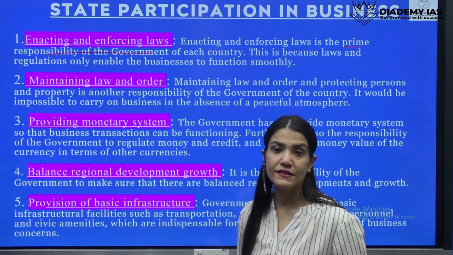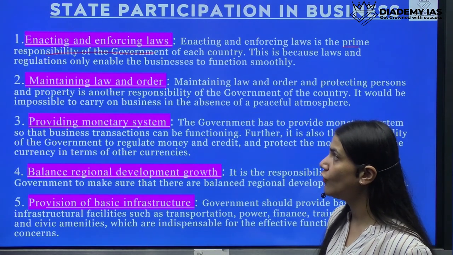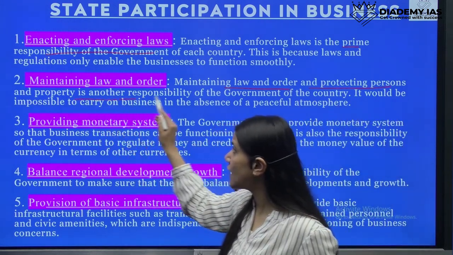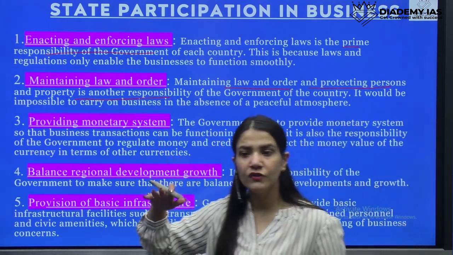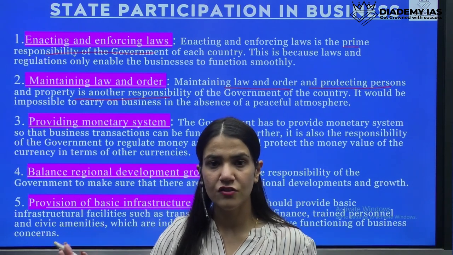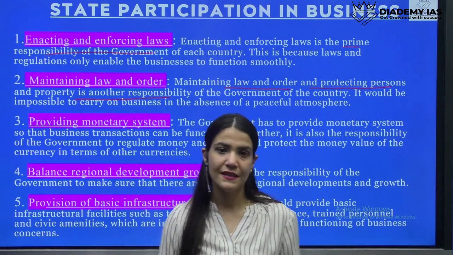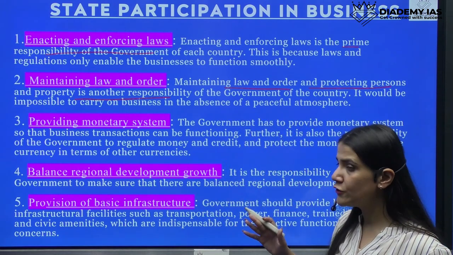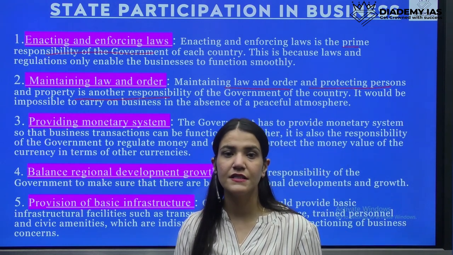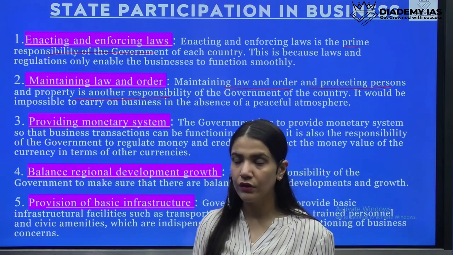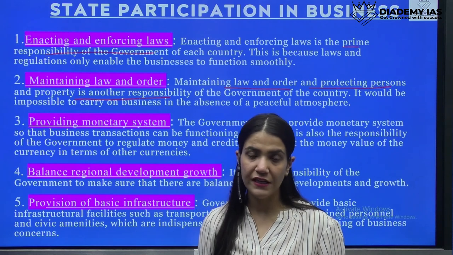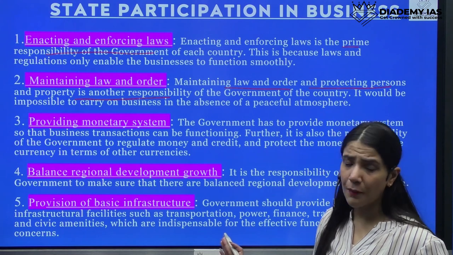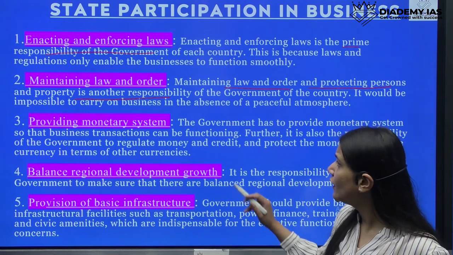So let's come to the second point where it says maintaining of law and order. Maintaining law and order and protecting the persons and the properties is another responsibility. Government cannot just take a back seat considering that the business has started, the private sector is booming, the country's economy is improving. It has to ensure that there is safety of the customers, safety of the business owners, and that society in general is not negatively hampered by the business that is running in the country, right?